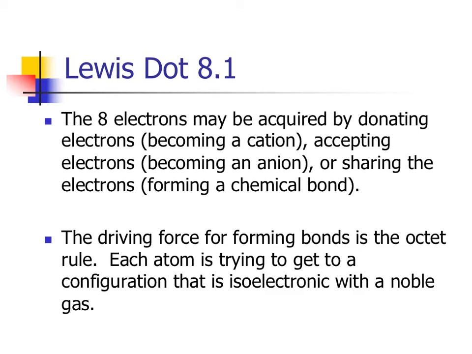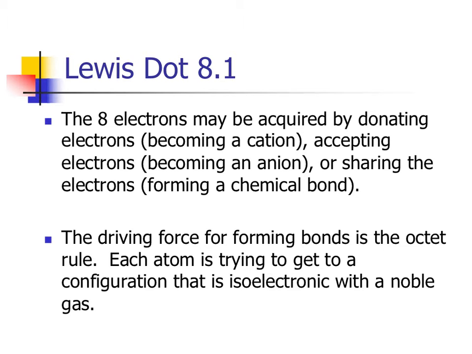This is going to be that driving force that everything is based on: gain, lose, or whatever they need to do to achieve this octet. Some will do this easier than others, and it's a little crazier when it comes to the sharing. It becomes much more complex. Gaining or losing is very simple, you would think, but how those structures are formed and how they operate is fairly complex, and that's why we talk about them more.